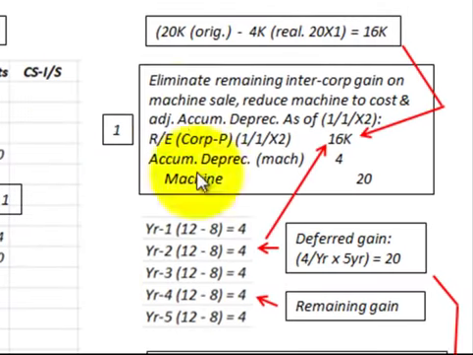$142,400. But I want to go back and make this point back here where we eliminated this remaining intercompany gain on the machine sale for the second year. It all went to the parent corporation because they were the seller company. But had the subsidiary been the seller company, this gain adjustment to retained earnings would have been adjusted 80% to the parent and 20% to the subsidiary.